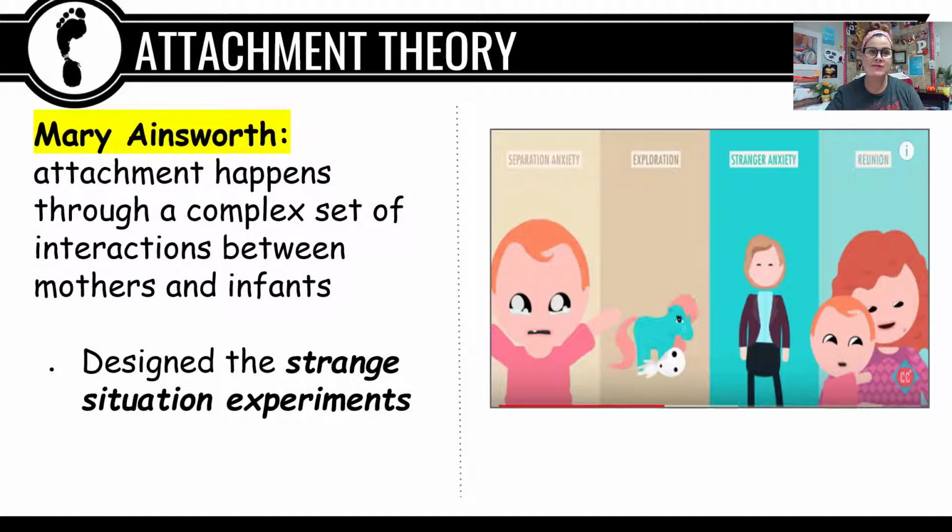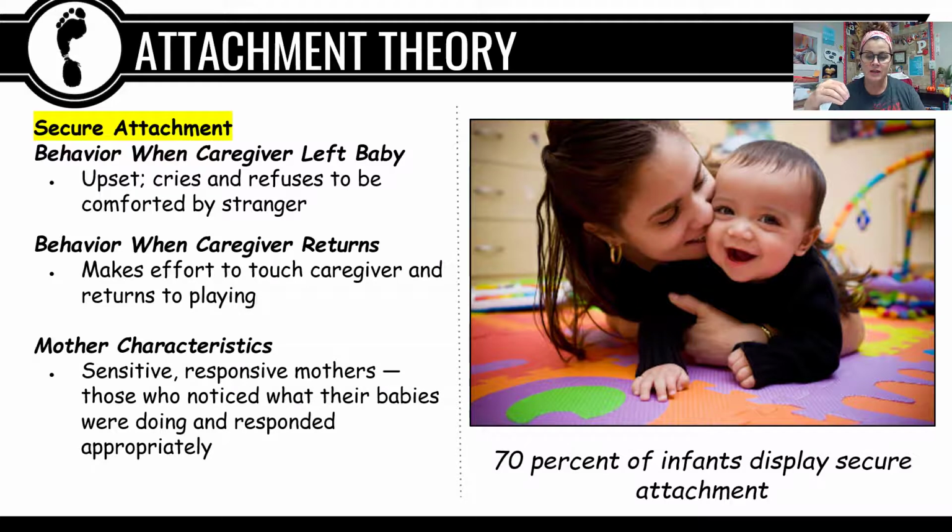And so there's a complex set of interactions that actually happens between infants and mothers. And what she called these sets of interactions, she called them the strange situation experiments. And so how infants behave when their parents are absent and how they react when their parents return gave a lot of information to Ainsworth. And what it came down to is that your parents' behavior is very critical for those individual differences in how you attach.